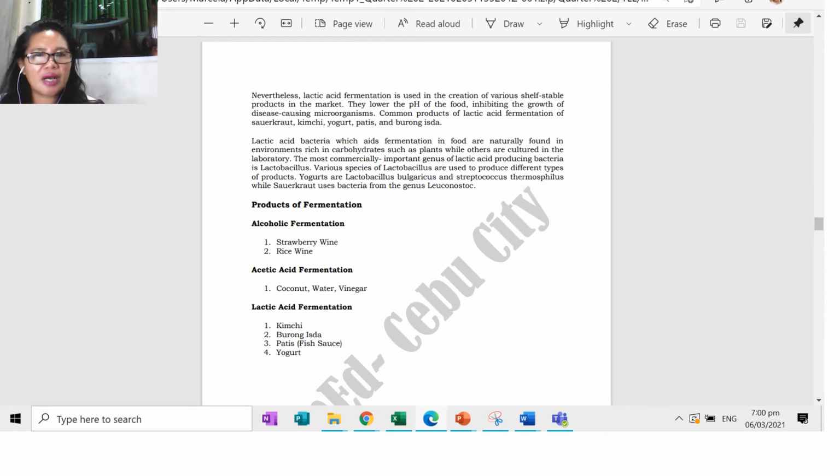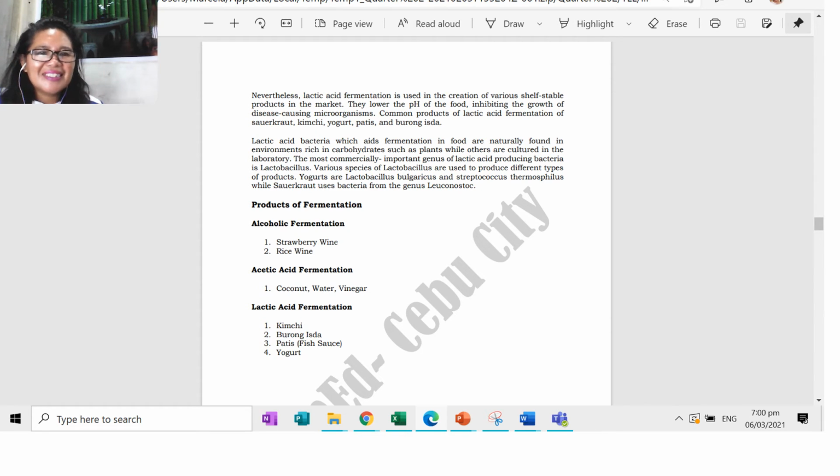Yogurts use Lactobacillus bulgaricus and Streptococcus thermophilus, while sauerkraut uses bacteria from the genus Leuconostoc.